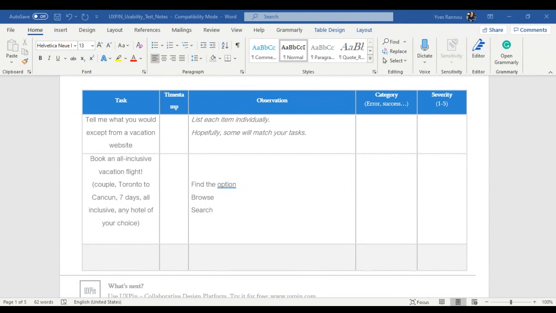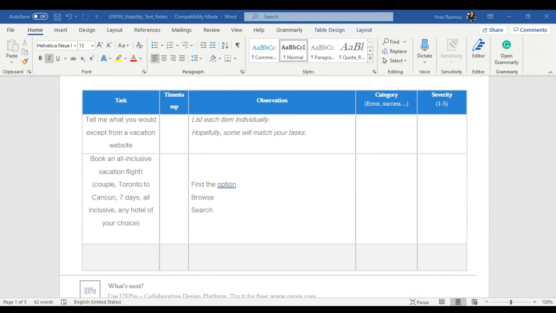So what you will do at this point, and this is what I'm showing you in this document, is start listing the items that they're telling you as they answer the question about what they would expect. So if I'm Lillian, and remember, we're not looking at Expedia yet, you would say, well, usually when I book a vacation, I will come to the site and probably expect a place where I can look for all-inclusive vacations, maybe deals, maybe last-minute deals.